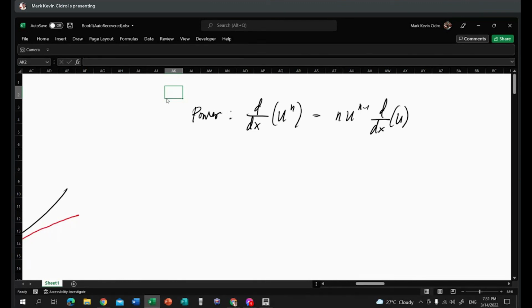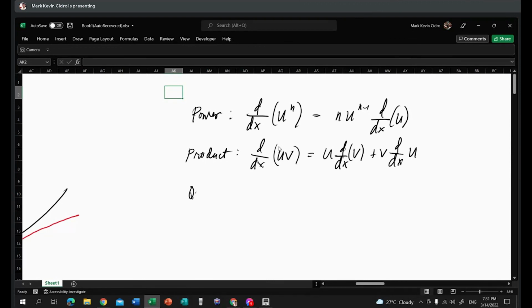Then another one is product. Product is d over dx of u, v. This is equal to the first factor, u, times the derivative of the second factor, v, plus the second factor times the derivative of the first factor.